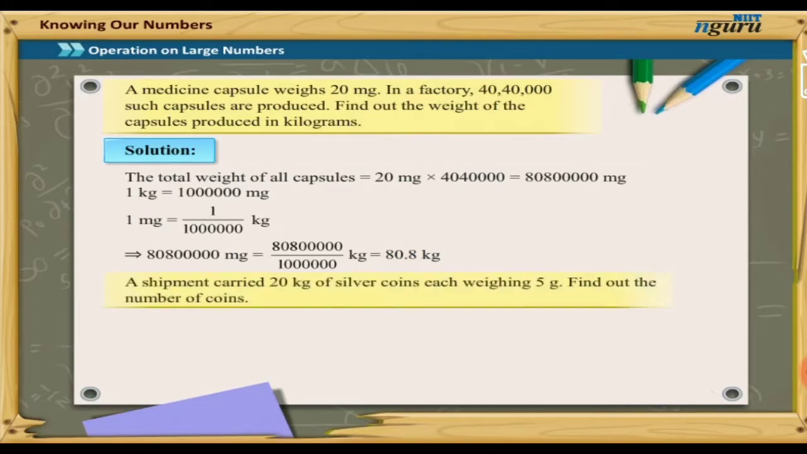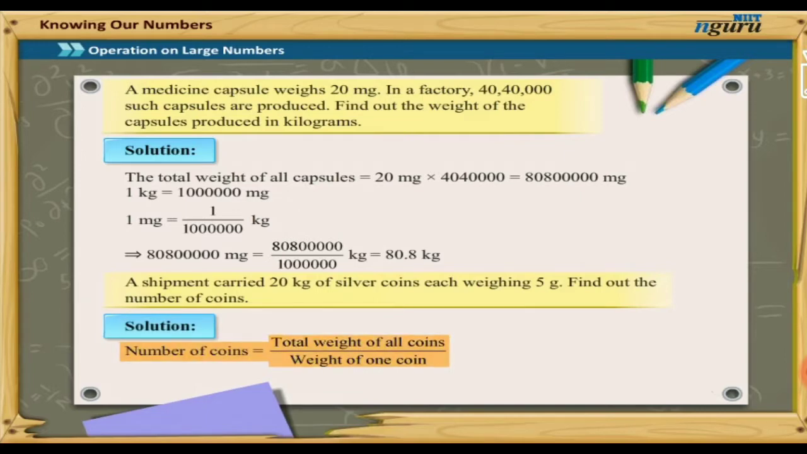Let us solve another problem. To find out the number of coins, we will divide the total weight of all coins by the weight of one coin. Hence, the total number of coins is 4,000.